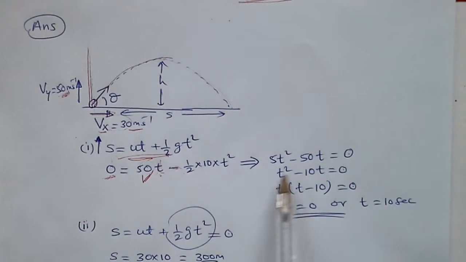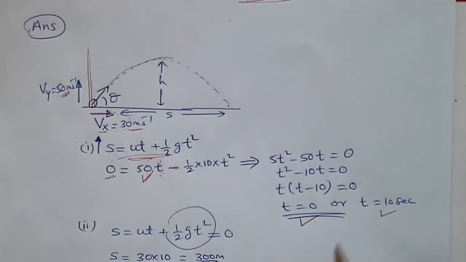So 5t squared minus 50t is equal to 0. You can cancel out 5, 50, you'll get 1 and 10. So t squared minus 10t is equal to 0. From here if you take t as a common factor, t into (t minus 10) is equal to 0. So from this equation I can say t equals 0 is one answer or t equals 10.